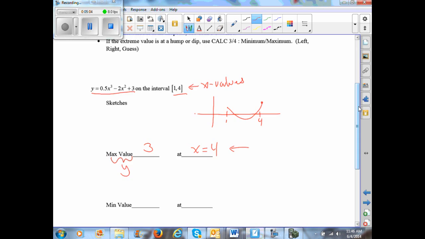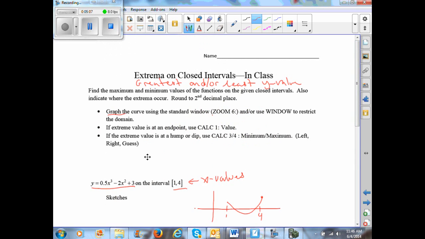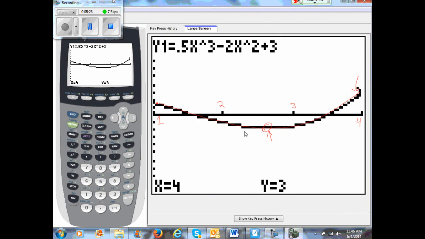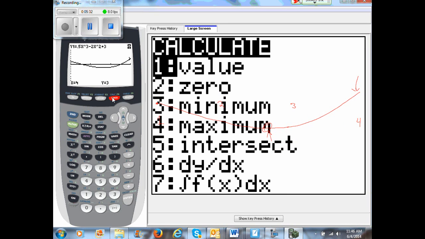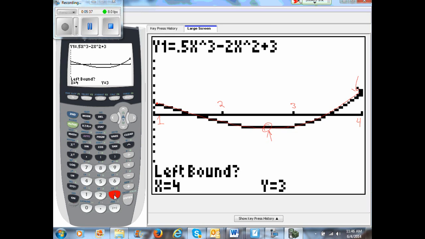We are going to follow the rules here for if the extreme value is at a hump or a dip, use calc either max or min. And then I give a little memory thing here to say it's going to ask for a left bound, right bound, and a guess. And so I just always remember it's calc, max, right, left, right, and guess. So we'll go back over to the calculator and we'll say, okay, I want you to find this value right here. So second, calc. And it's a minimum, not a maximum. So we want to have it do number 3.